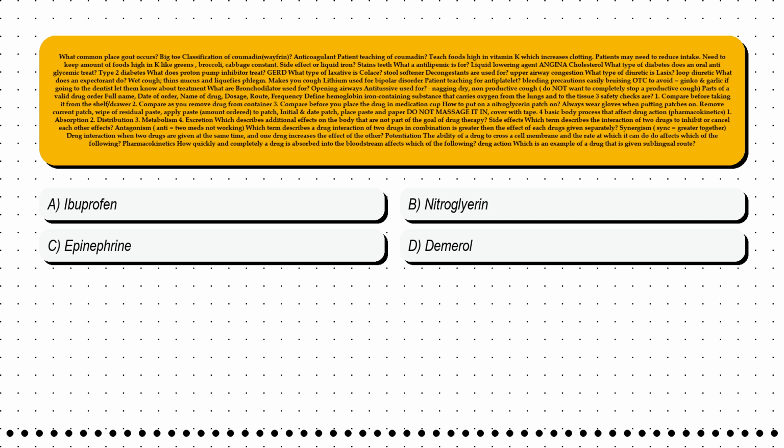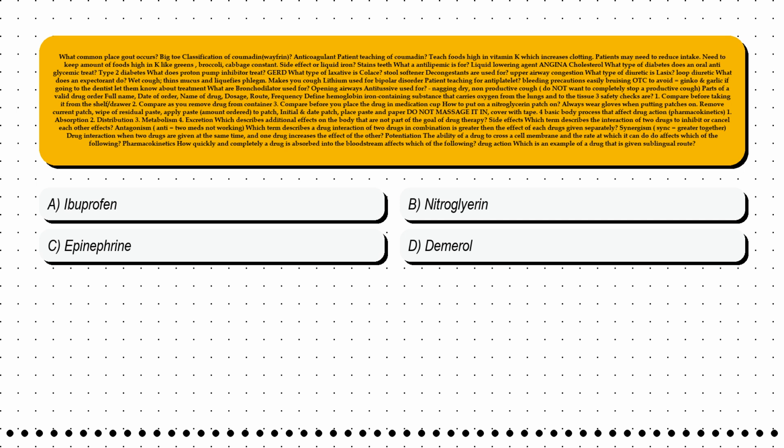What are bronchodilators used for? Opening airways. Antitussive is used for a nagging, dry, non-productive cough. Do not want to completely stop a productive cough. Parts of a valid drug order: full name, date of order, name of drug, dosage, route, frequency. Define hemoglobin: iron-containing substance that carries oxygen from the lungs to the tissue.